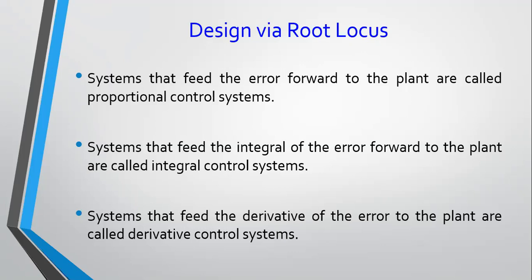This is a summary of everything I've said, so let's read through that. Systems that feed the error forward to the plant are called proportional control systems. This is a gain, the K part, so it's called a P controller. We already used that when we were doing the root locus. Systems that feed the integral of error forward to the plant are called integral control systems. As we've said, the integral of error is going to deal with the steady state error. Systems that feed the derivative of error to the plant are called derivative control systems. So it's the D part, and this is going to look at the transient response of a system.